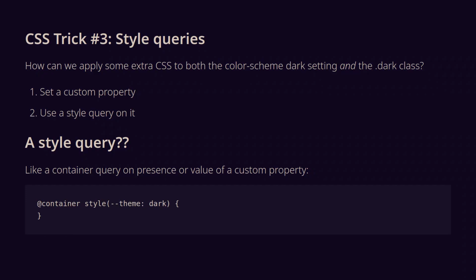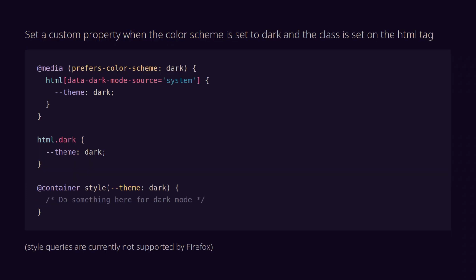And this is really newly implemented. There's a lot more stuff in the spec that you can do with container queries. But for this one, with the container style queries, for right now, you can just query on the presence or value of a custom property. So what we're going to do is set a custom property when the color scheme is set to dark and the class is set on the HTML tag. So now we have a custom property. It's just like a variable that we're going to use to tell if we're supposed to be in dark mode or not.